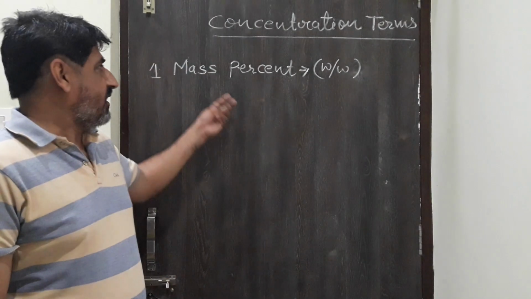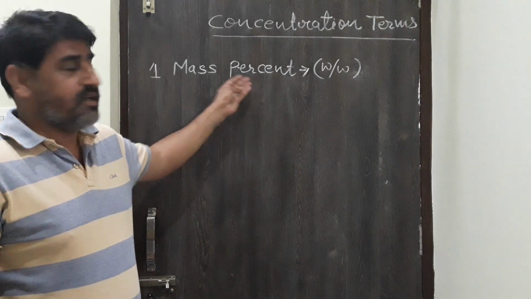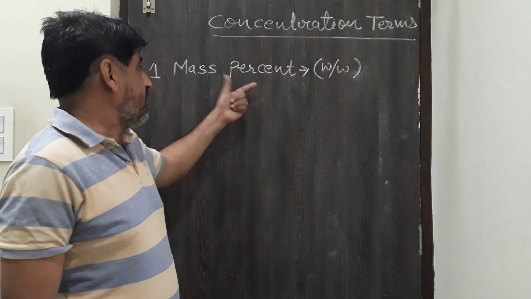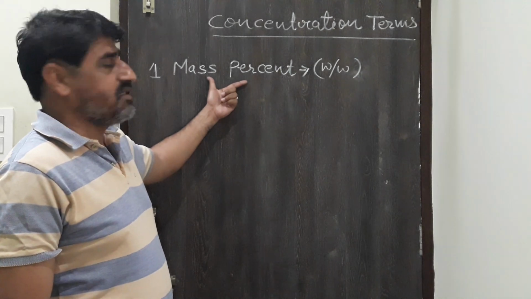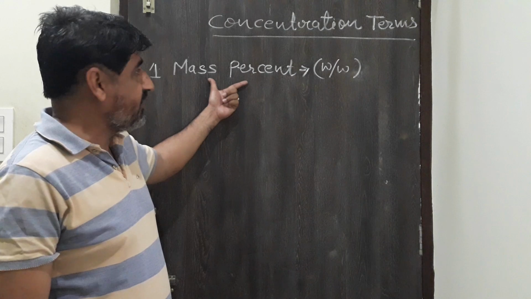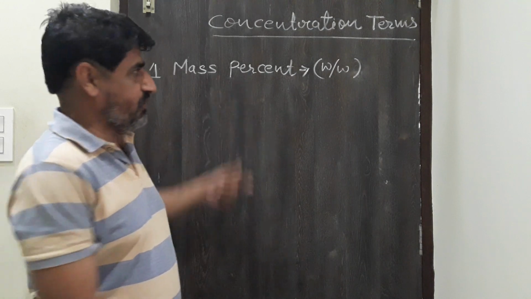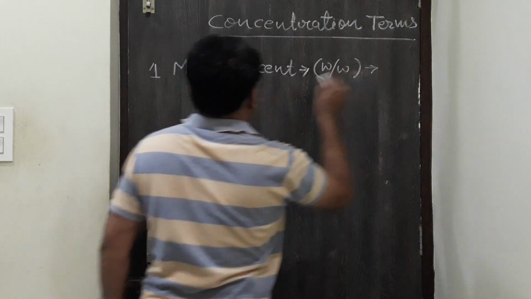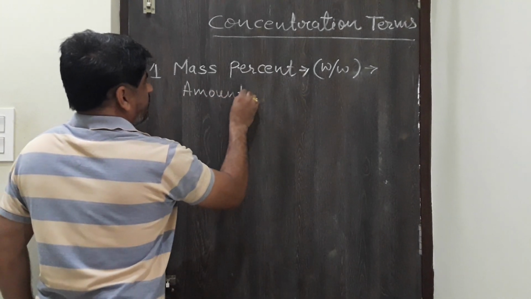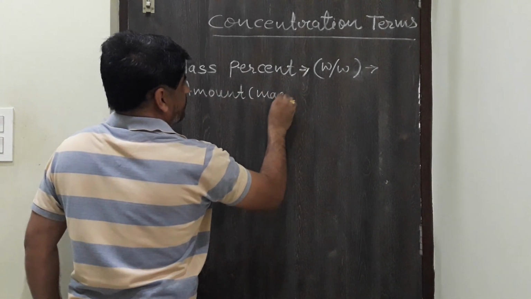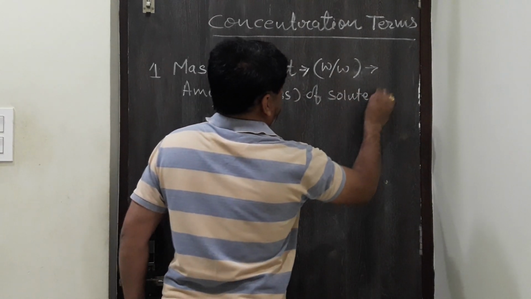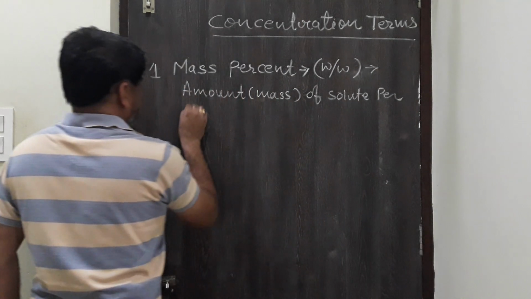So these terms are, first one is the mass percent, which I have already discussed in a previous video, but I repeat it. Mass percent is the amount of solute per 100 gram of solution. What is this? Amount of solute or mass of solute per 100 gram of solution.